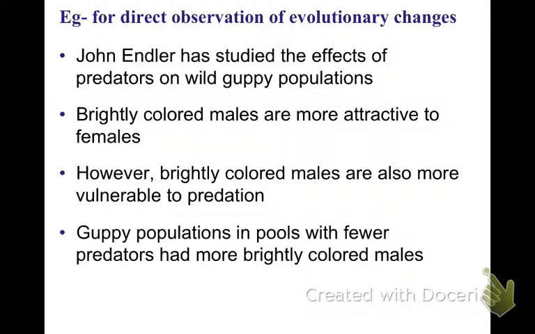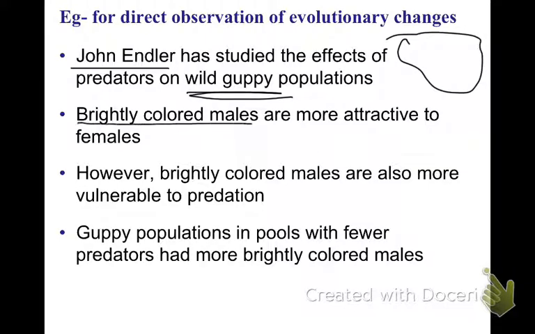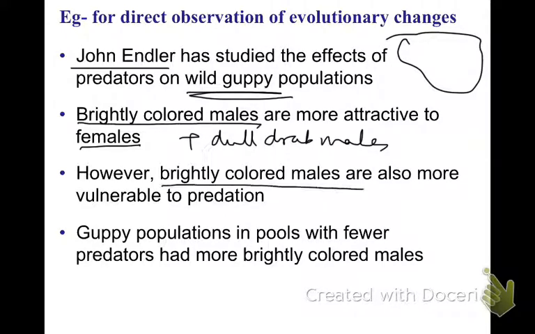A scientist called John Endler, what did he do? He studied effects of predators on a wild guppy population, guppy fish in a natural body of water. So he saw that there are brightly colored males, and then there are dull drab females, but there are also dull drab males. However, if they are brightly colored, they are also more vulnerable to predation.